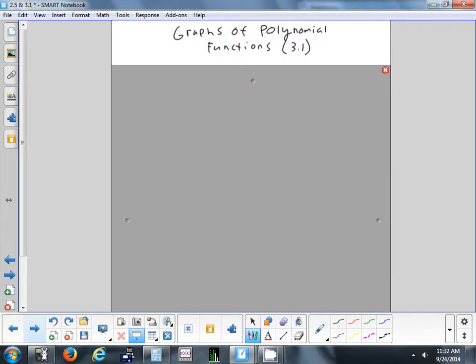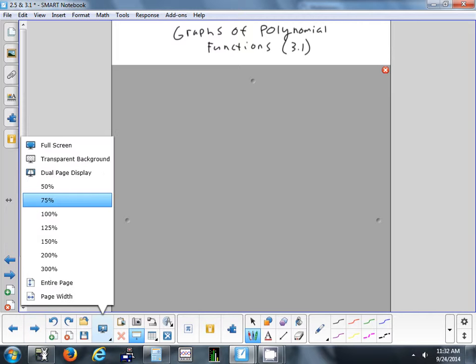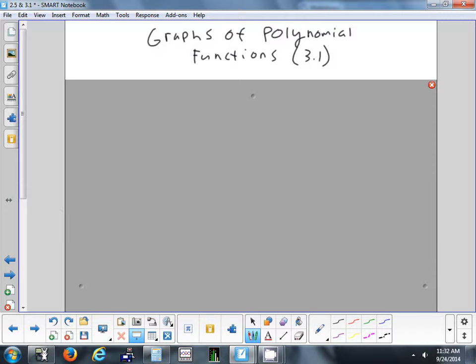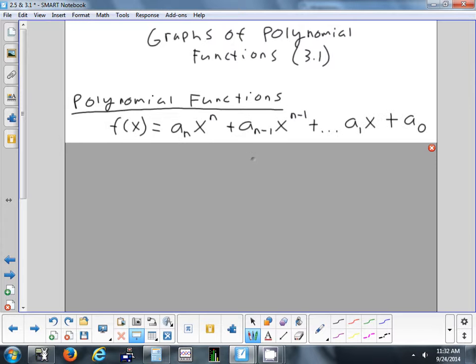So 3.1. We're going to look at graphing polynomials. Okay, that's generally what a polynomial looks like. You start out with an x that has the highest exponent. Then you write the next highest exponent. Finally, you get all the way down to just having an exponent of 1. And then your constant goes last. Each one of these x terms could have a coefficient, which I'm just calling a sub n minus 1, and so on.